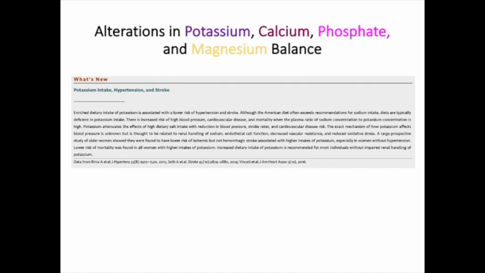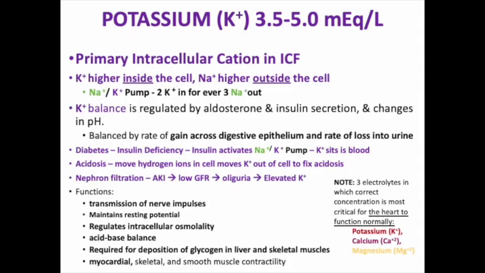So, we're going to look at potassium first. Potassium is an intracellular cation, so potassium is primarily in the ICF. Potassium is higher inside the cell, where sodium is higher outside of the cell. This is where we have the sodium-potassium pump. Two potassiums go in for every three sodiums that go out. The potassium balance is regulated by our aldosterone and insulin secretions, and by changes in our pH. So it is the balance of the rate of gain of potassium across our digestive epithelium and the rate of loss into our urine.